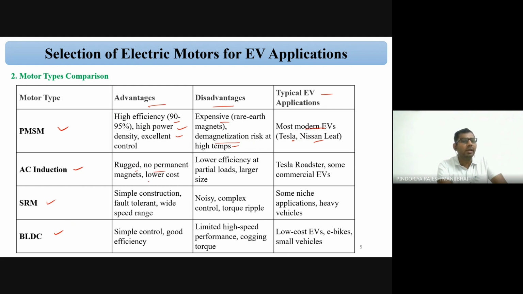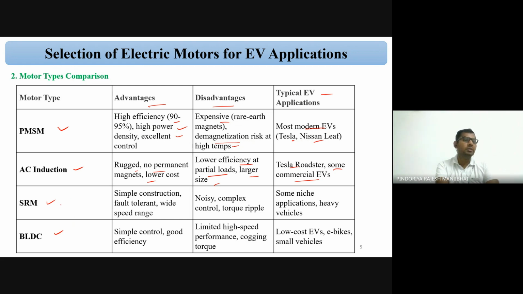It is rugged, has no permanent magnet, and is low cost. Yes, we already know that the induction motor is rough and tough in use, correct? But the disadvantages are lower efficiency at partial load and larger size. So the size is large as well as the efficiency being lower. Tesla uses the induction motor, and some commercial EVs use the induction motor. Okay, but in Tesla's Model S and Model 3 four-wheeler vehicles use the induction motor.